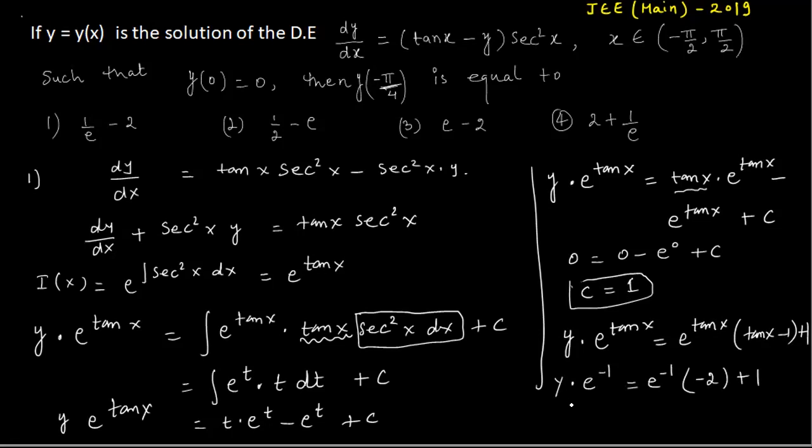So multiply both sides by e actually. So we get y equals simply minus 2 plus e. So basically y equals negative 2 plus e, otherwise e minus 2. So the third option is correct and other options are not correct.